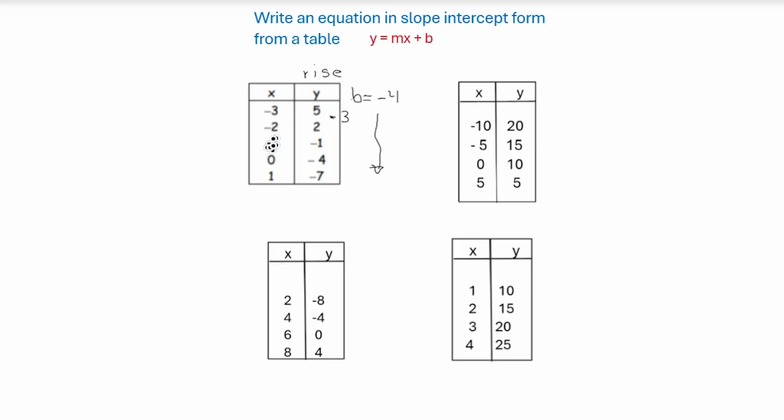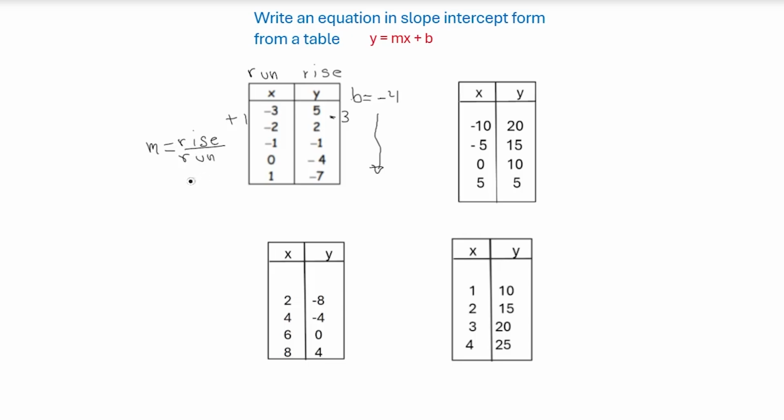The same thing should happen on the other side. The rate of change should be +1. So you get -2 plus 1, you get -1. Plus 1, you get 0. Plus 1, you get 1. So it checks. This will be the run. And the slope, just in case you forgot, is always rise over the run.